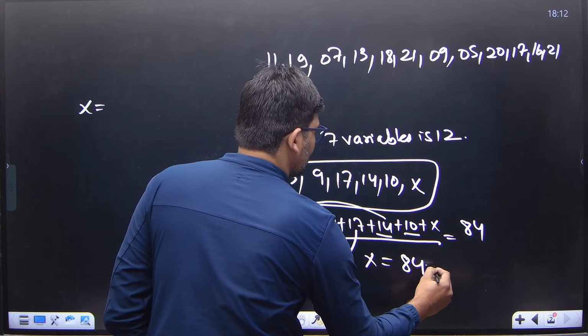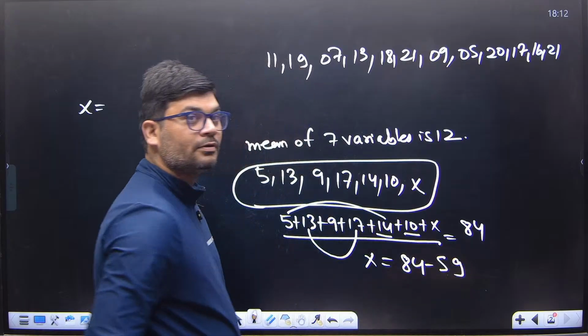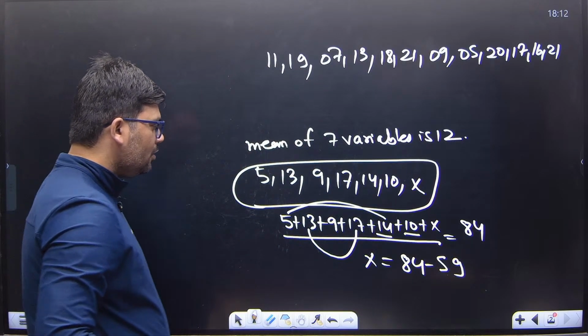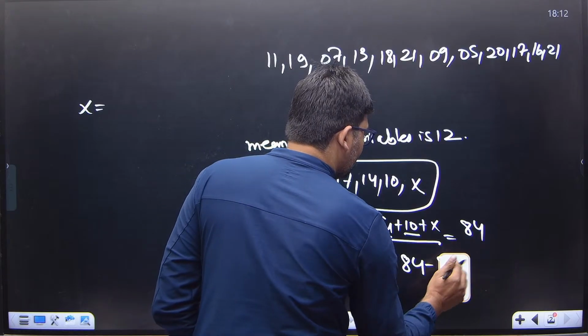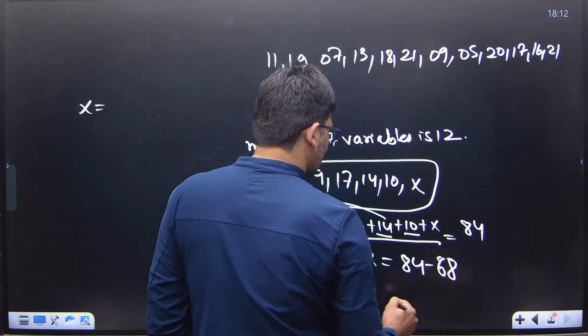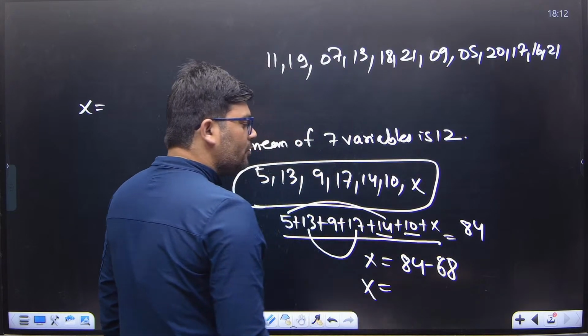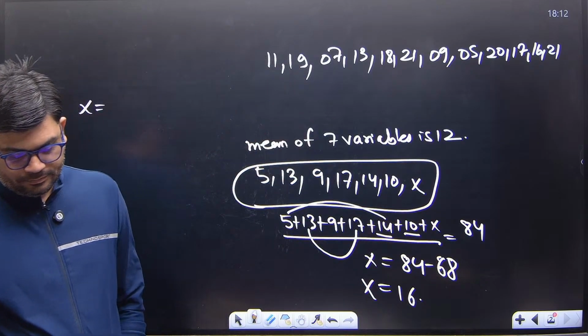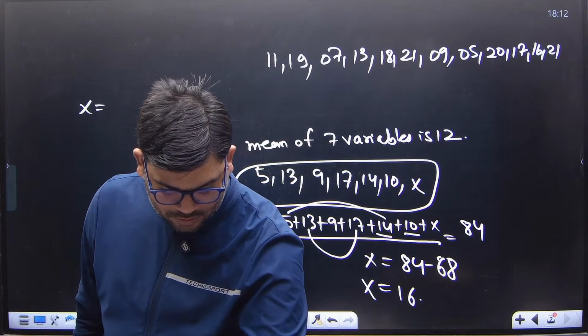So x will be equal to how much? 84 minus 59. Sir, there's a 9 in between. There's a 9 in between 13 and 17. Very good. So we missed one number, so we can write 68. So x will be equal to 16. Understood? Yes. Good one.